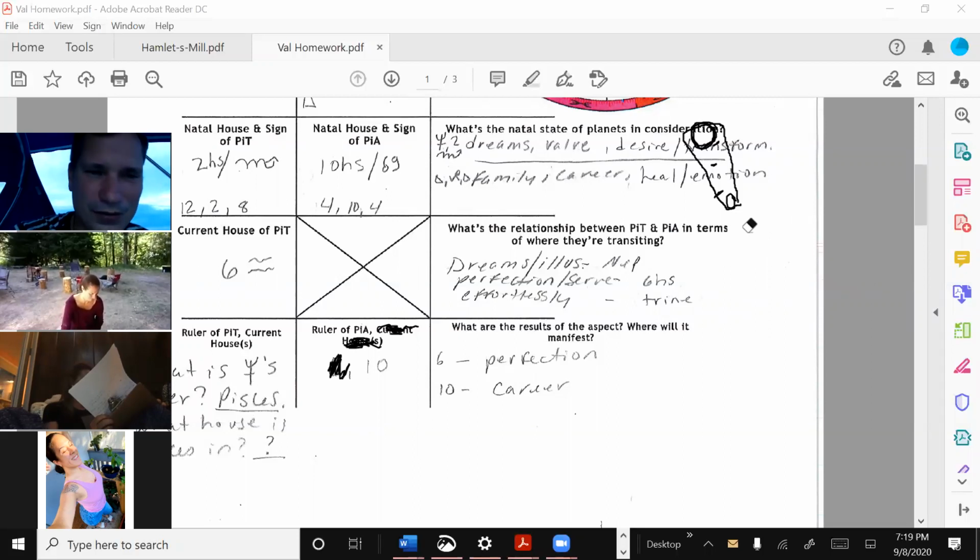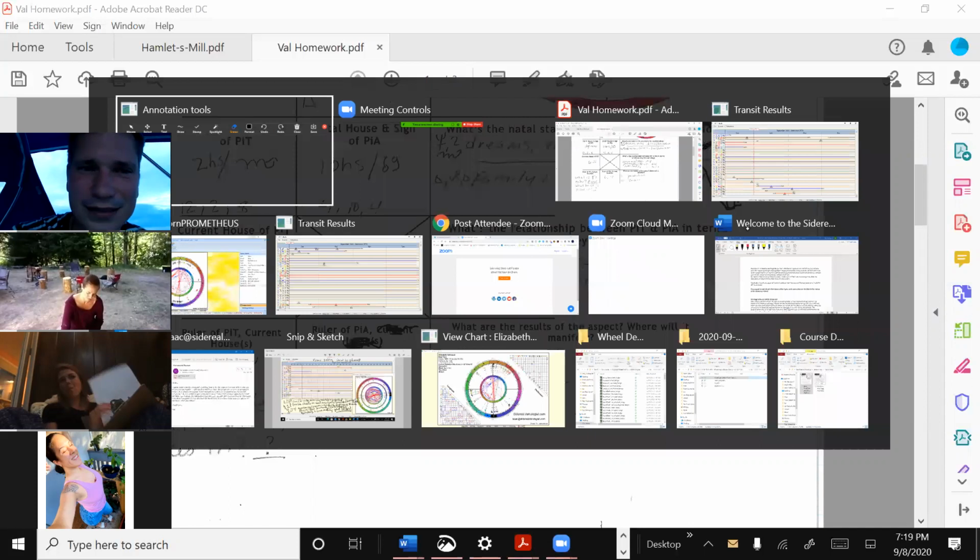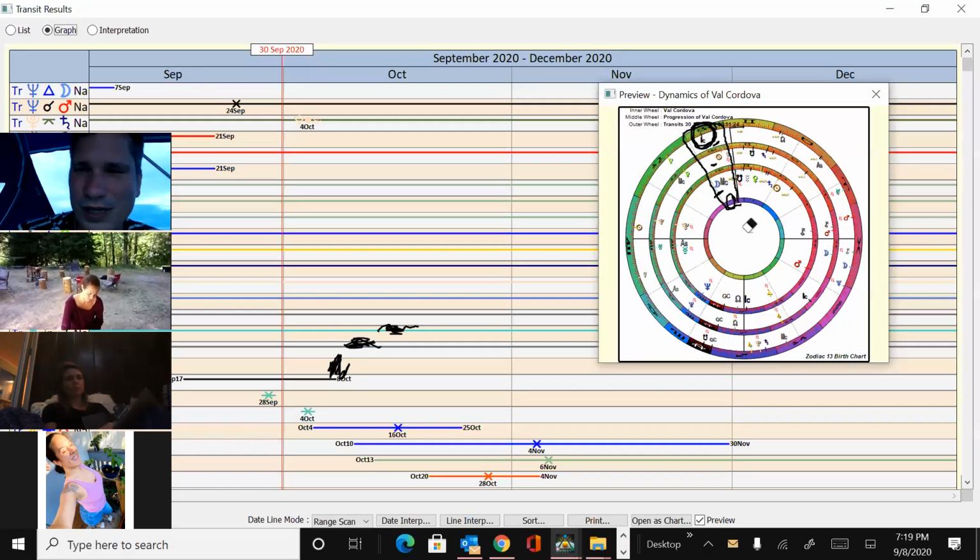Okay, well, let's just look at it. That's even better. We're talking about Neptune, right? Neptune rules Pisces. And where is Pisces? So Neptune is the ruler of Pisces, right? And then we want to know where is Pisces.